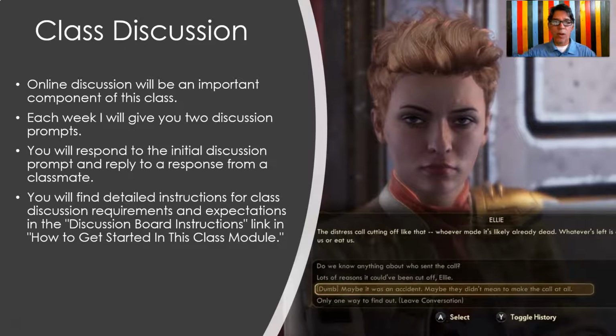After you answer the prompt with your initial response, then your fellow students' responses will come up. You are required to also respond to a classmate's answer. So getting full credit on discussion has two components to it. First part, for each of the discussion prompts, there are 10 points available. You get 5 points for answering the initial response and 5 points for responding to a classmate.